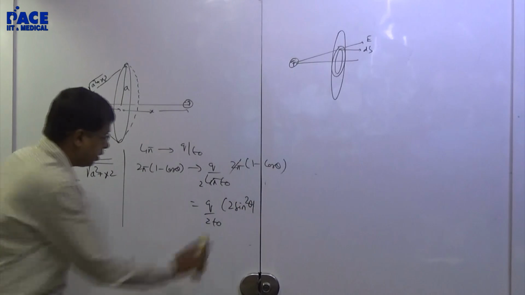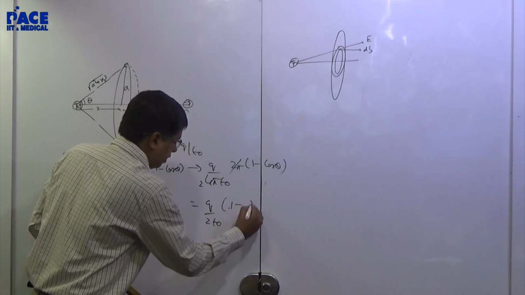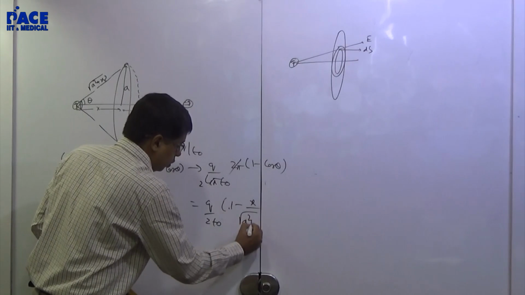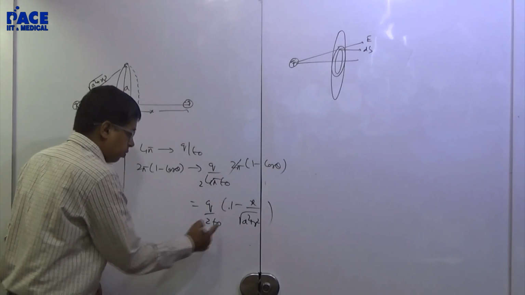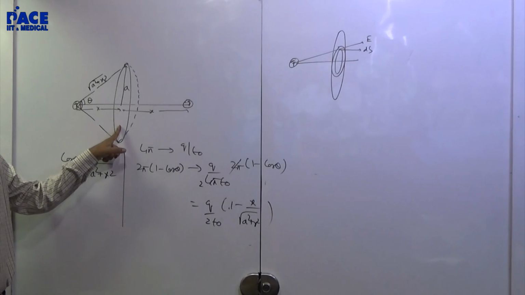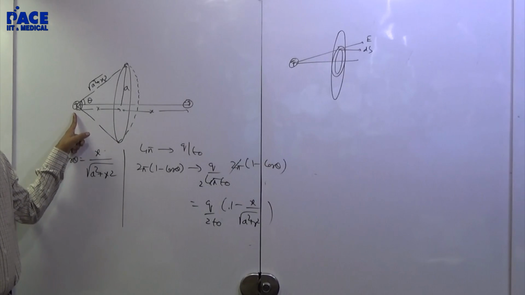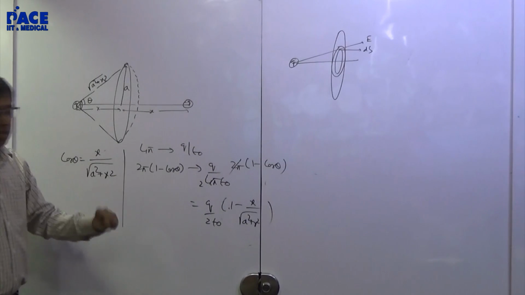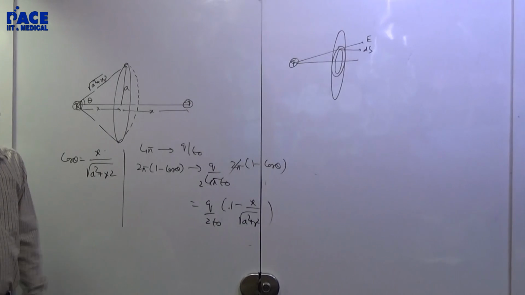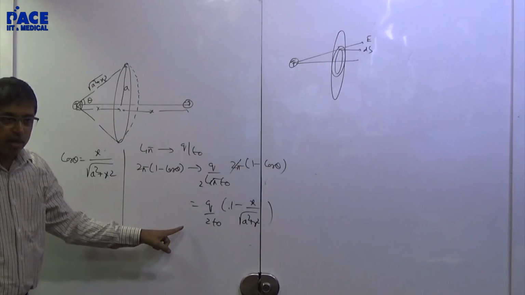Why do I do that? Put it in terms of cos theta. 1 minus x by under root a square plus x square. This will be the flux through this particular disk because of this charge. Because of minus q, I will have to multiply this with 2.